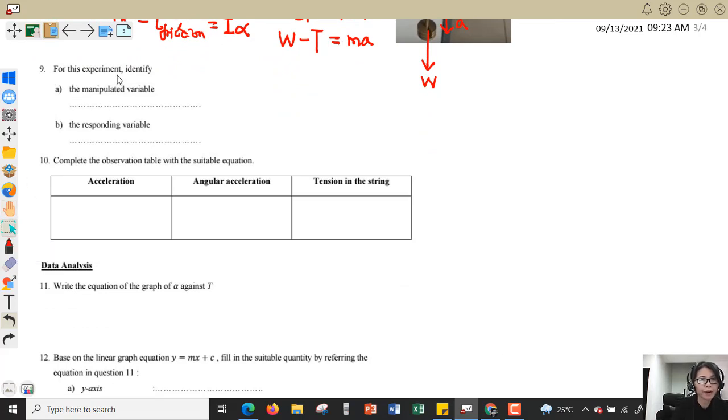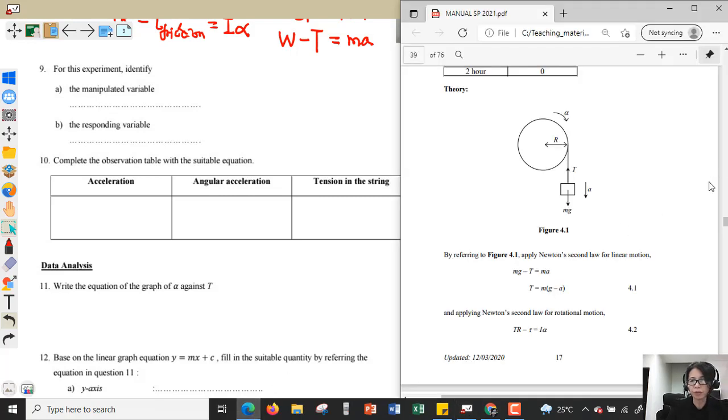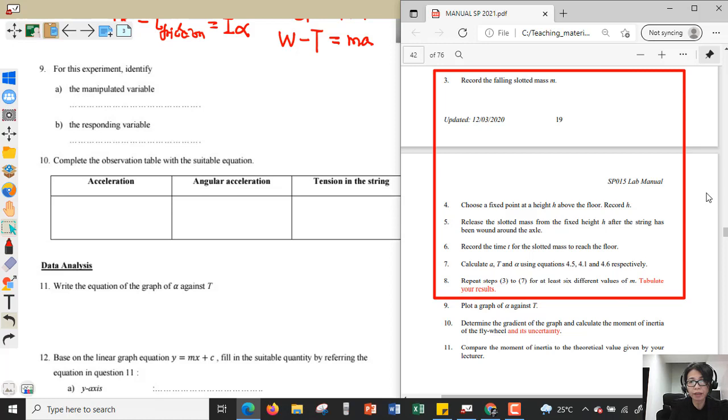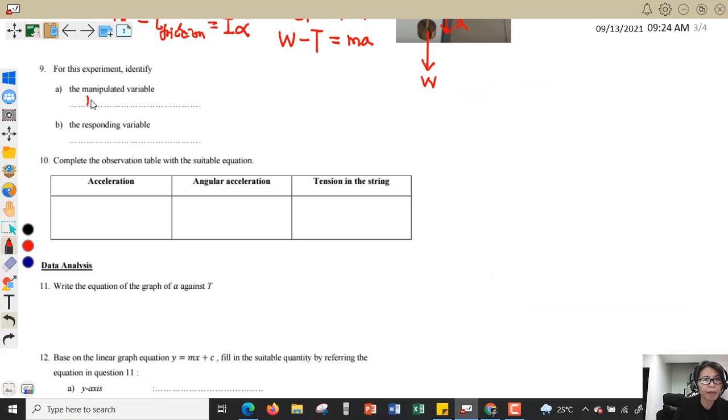Question 9. For this experiment, identify the manipulated variable and the responding variable. You might refer to the procedure. If you refer to procedure steps 3 until 7, you will find that you need to record the falling slotted mass m. Then you release the slotted mass from a fixed height h, and you record the time for the slotted mass to reach the floor. You are going to repeat steps 3 to 7 for at least 6 different values of m. So the manipulated variable here is the mass, and the responding variable is the falling time, t.